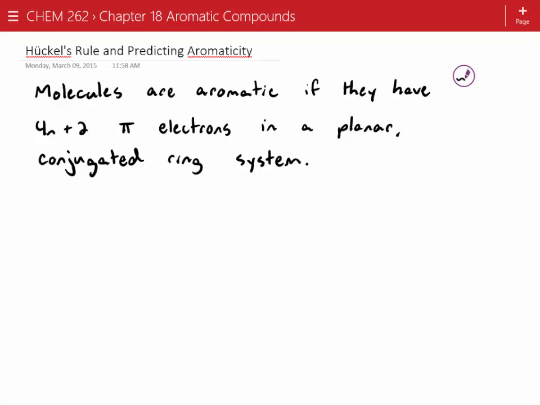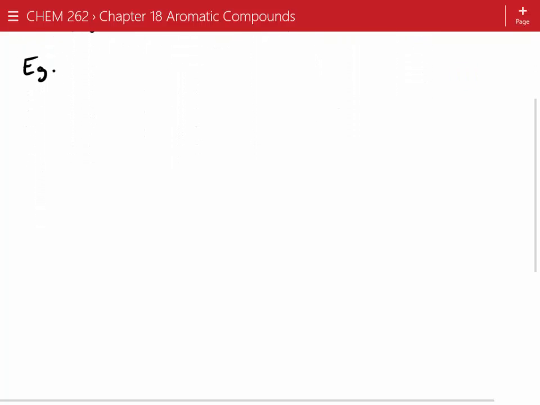So essentially there's 3 different criteria we have to fulfill. The first one is we have to fulfill that 4n plus 2 rule. Second rule is it has to be planar. Third rule is it has to be in a ring system. You don't run into aromatic compounds that are linear. They just don't exist. So it has to be a ring of some sort. So let's take an example, and then it makes more sense if we look at it. I'm going to write down a bunch of molecules, and I want you guys to count how many pi electrons are in these.